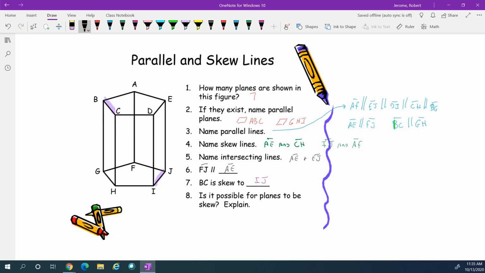And is it possible for planes to be skew? No, since planes go on forever, they're either parallel or they're going to touch. So, no. It's either parallel or they will intersect.